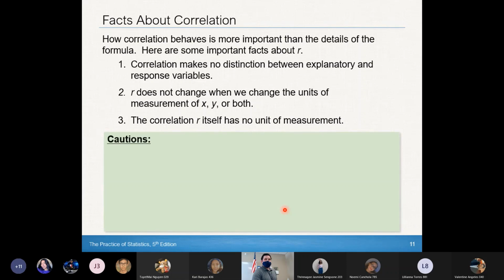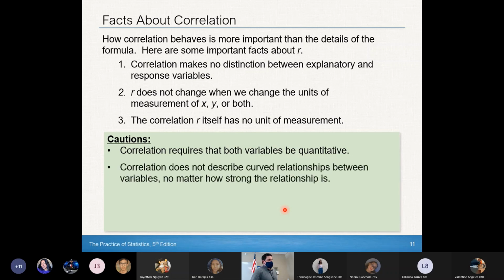Some cautions. Correlation requires that both variables be quantitative. We cannot do this with a quantitative and a categorical variable. Correlation does not describe curved relationships between variables, no matter how strong the relationship is. Not how it works. R only has to do with linear relationships.